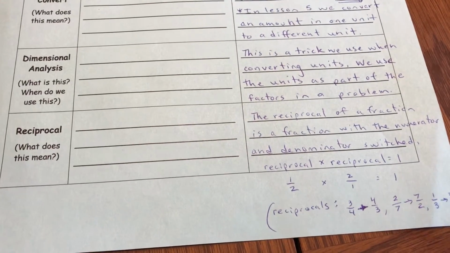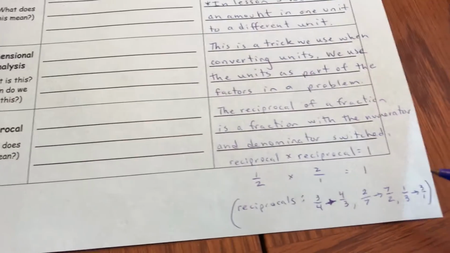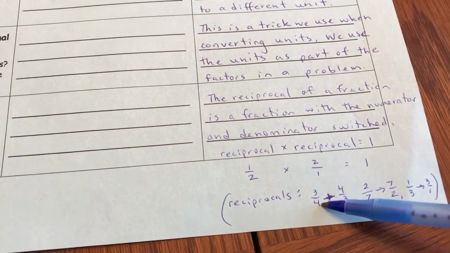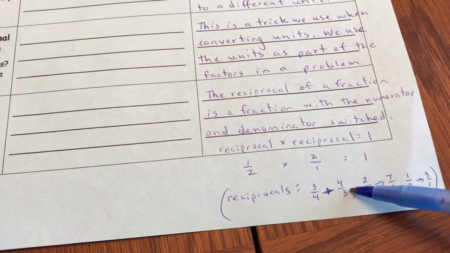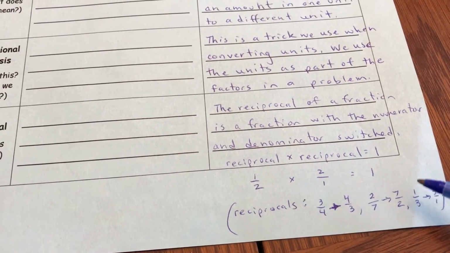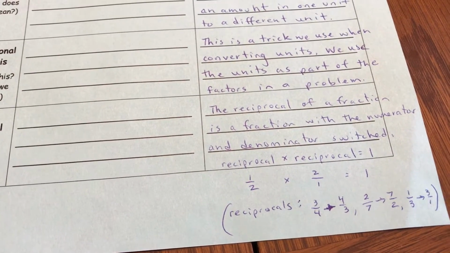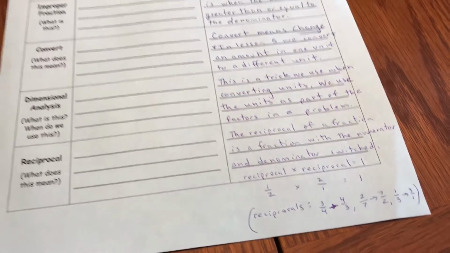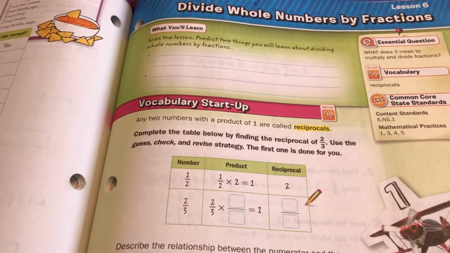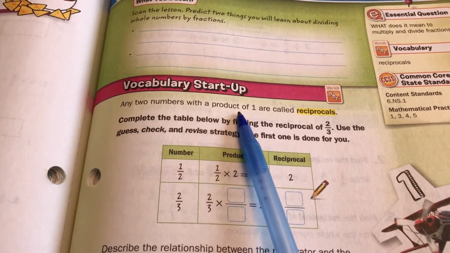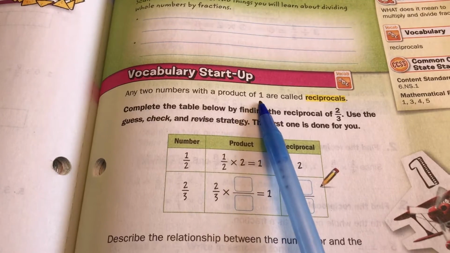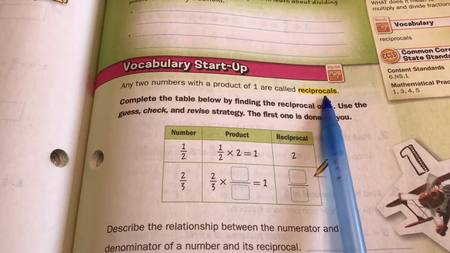Reciprocals are really easy because they're just the flip of a fraction. So the fraction 3/4 has the reciprocal of 4/3. 2/7 is 7/2. So a number times its reciprocal is going to give you 1. And this is important because that's what makes dividing fractions easy using reciprocals. So any 2 numbers with a product of 1, fraction times fraction equals 1, those numbers are reciprocals.